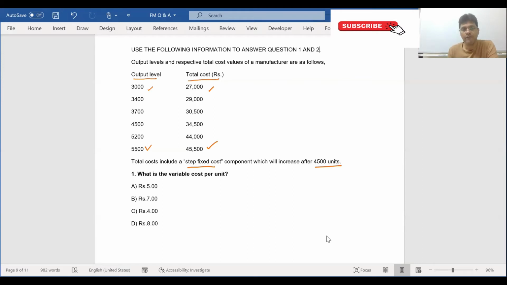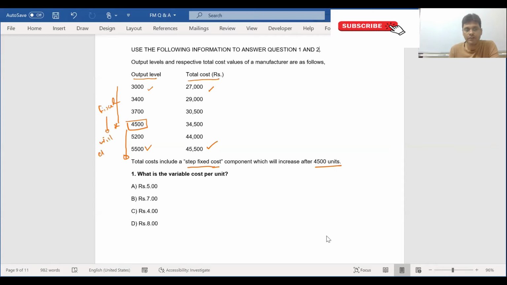Now, there's a step fixed cost after 4500. So what is a step fixed cost? Step fixed cost means the cost which is fixed up to a certain activity level, up to a certain output level. Beyond that output level, the fixed cost will vary, it will change. In this scenario, from 3000 to 4500, the fixed cost is fixed. There is no change. But beyond 4500, the fixed cost will change.